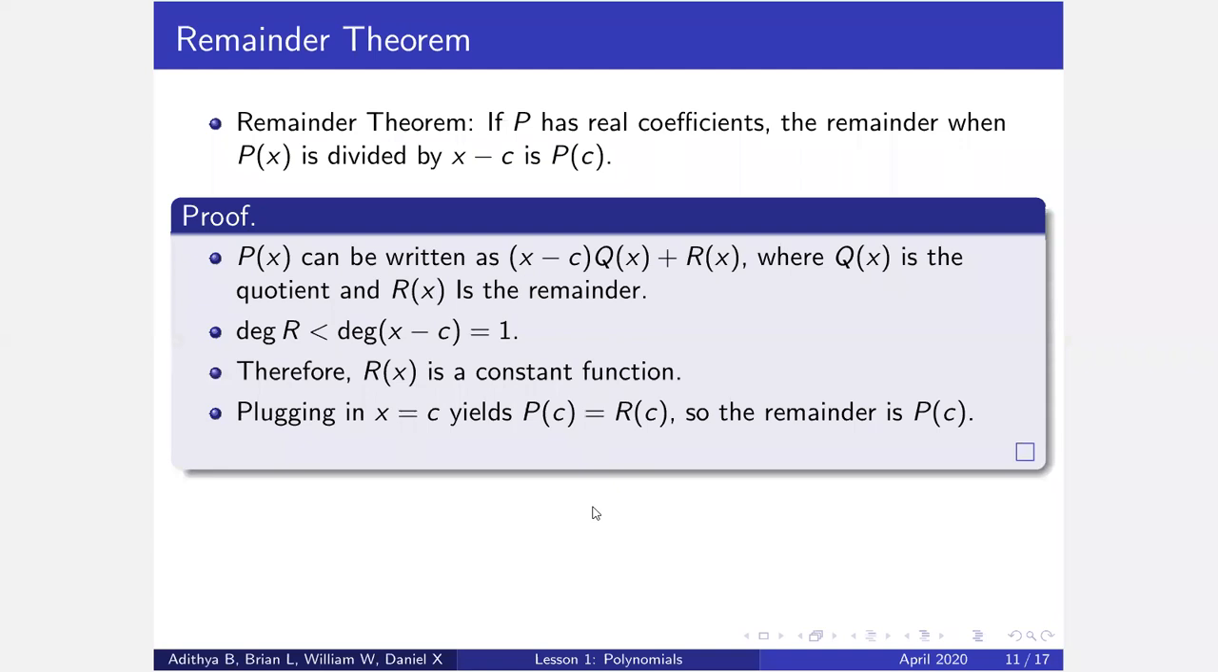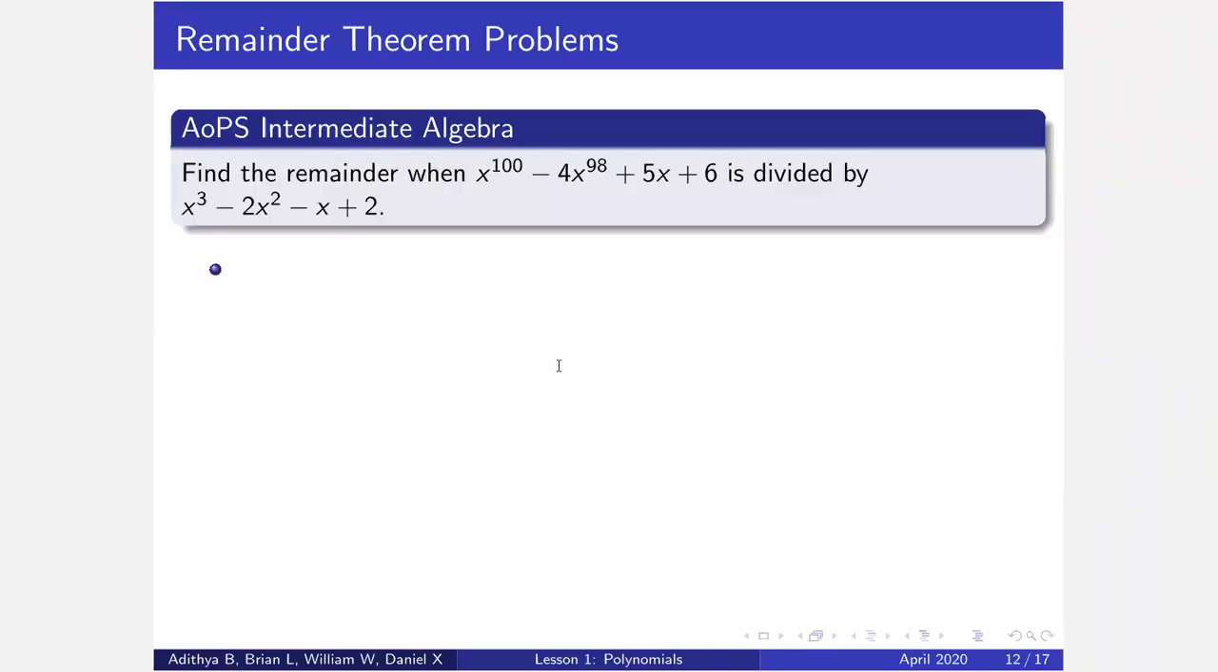So if we plug in x equals c into that initial equation, p of x equals x minus c times q of x plus r of x, the first term on the right side drops to 0. So we get p of c equals r of c. And now since the remainder is a constant function, the remainder is always equal to p of c. So this is basically a strategy we're going to be using. We're going to try plugging in roots of what we're dividing. So first, a problem from intermediate algebra.